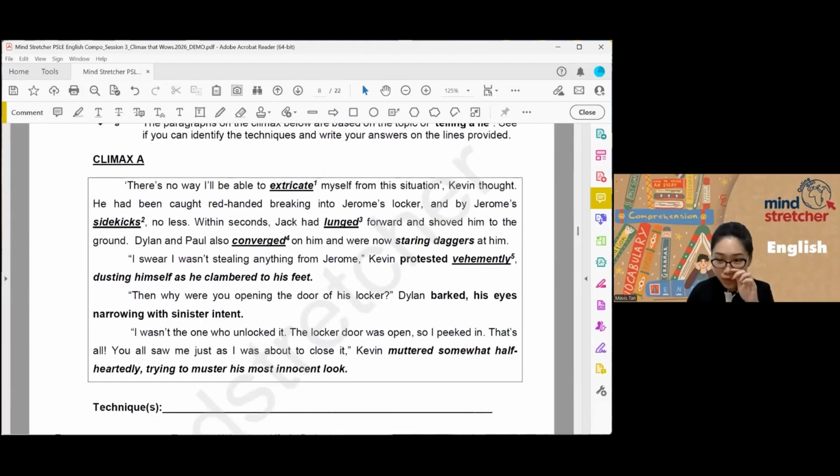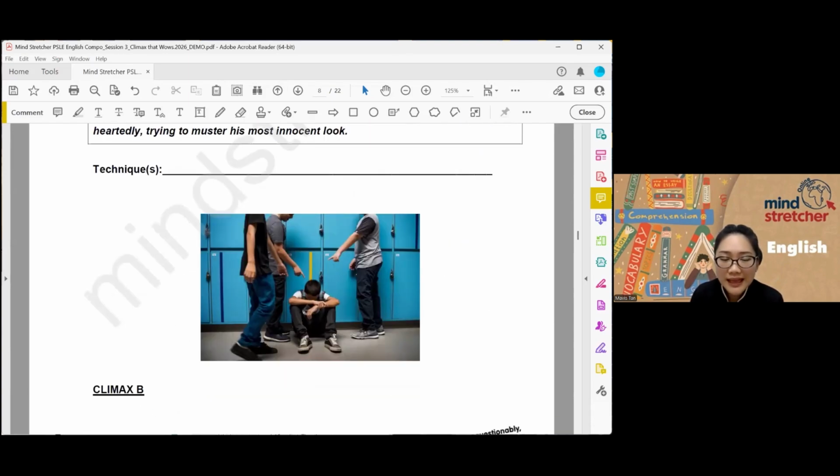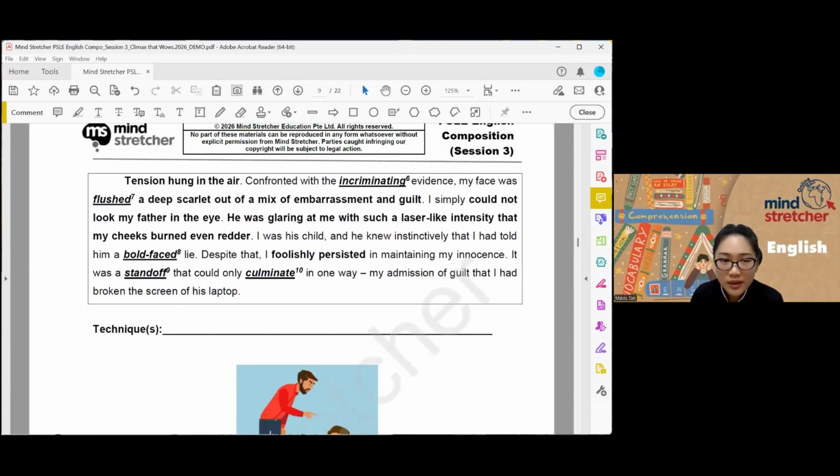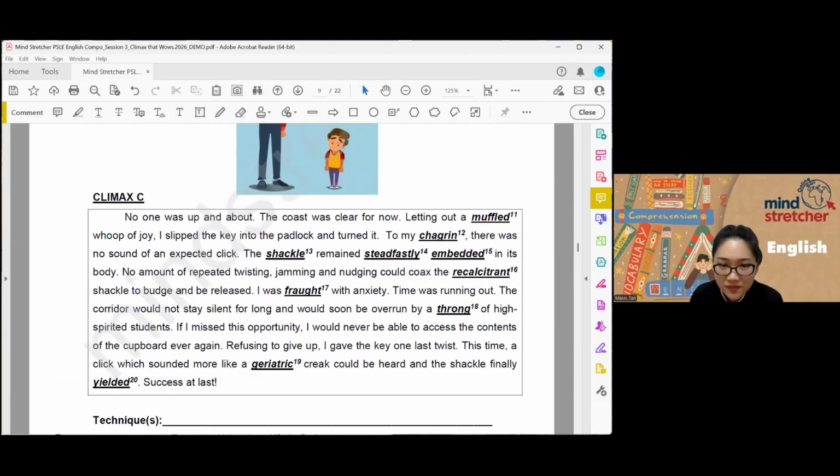So now I'm going to pause. It's 8:12. I'm going to give all of you 5 to 7 minutes. In this 5 to 7 minutes, if you need to go for a quick toilet break, go. If you're not going for a toilet break, take a look at these three climaxes.